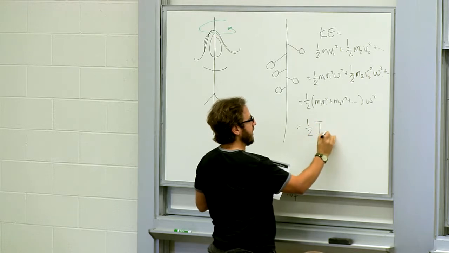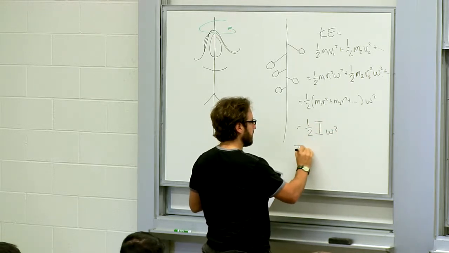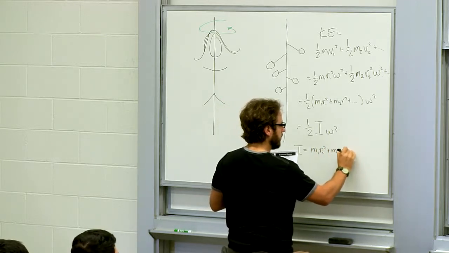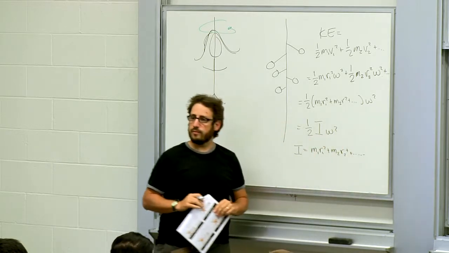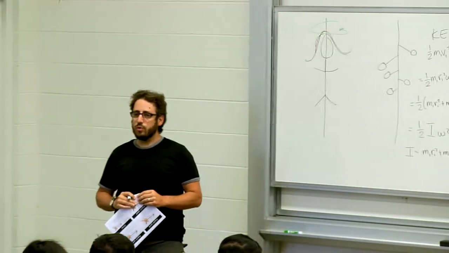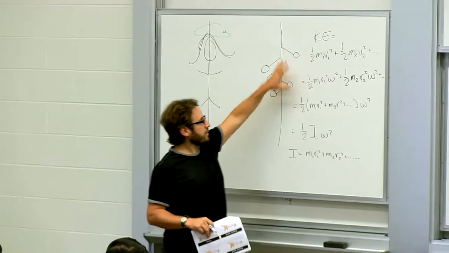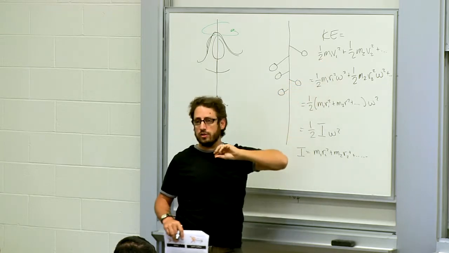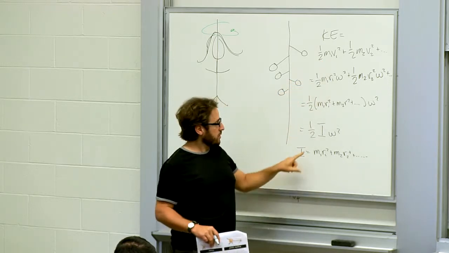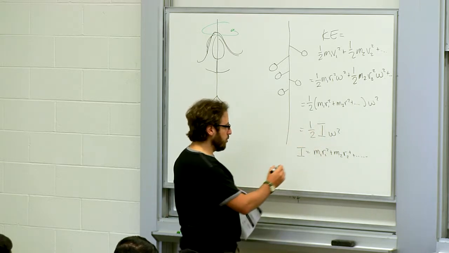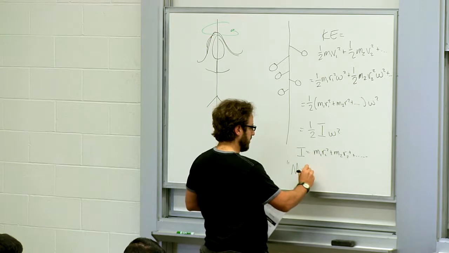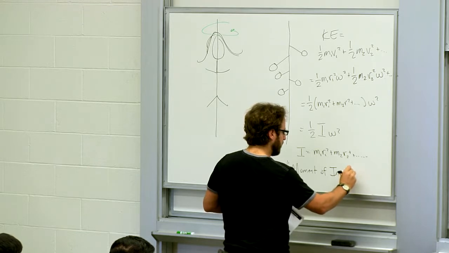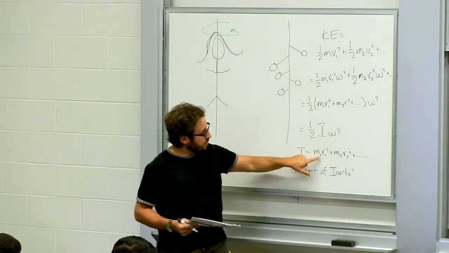We call this I, where of course I is m1 r1 squared plus m2 r2 squared plus ..., all right, so your rotational inertia is constructed just by analogy to translational inertia. Mass is the thing that makes it hard to speed you up or slow you down. This quantity I, which we call moment of inertia, which I prefer to think of as rotational inertia, is m1 r1 squared, etc.